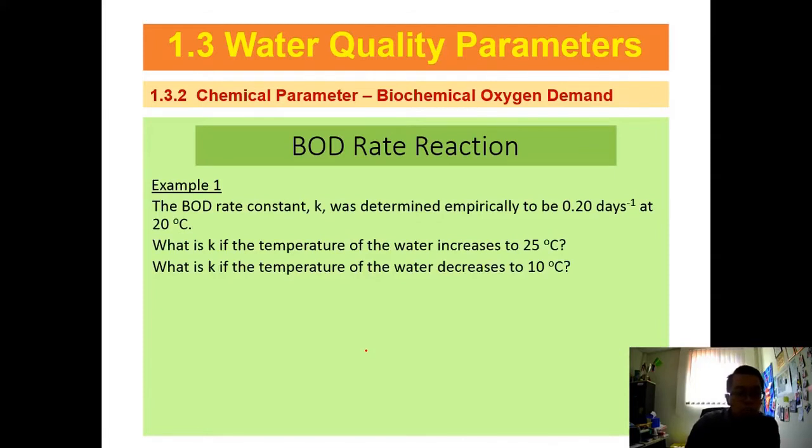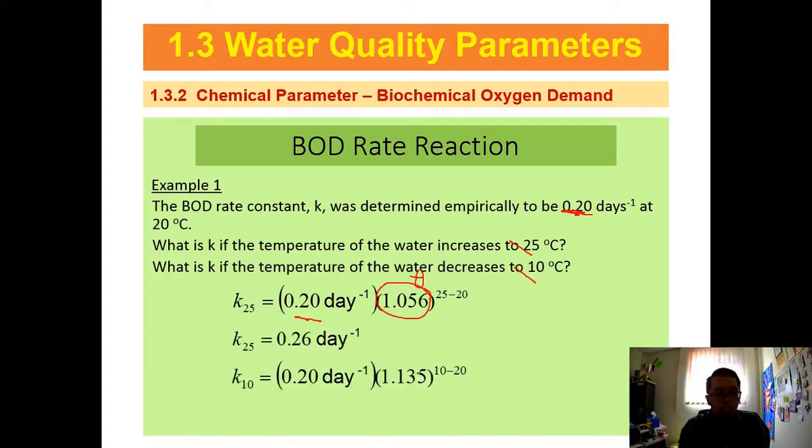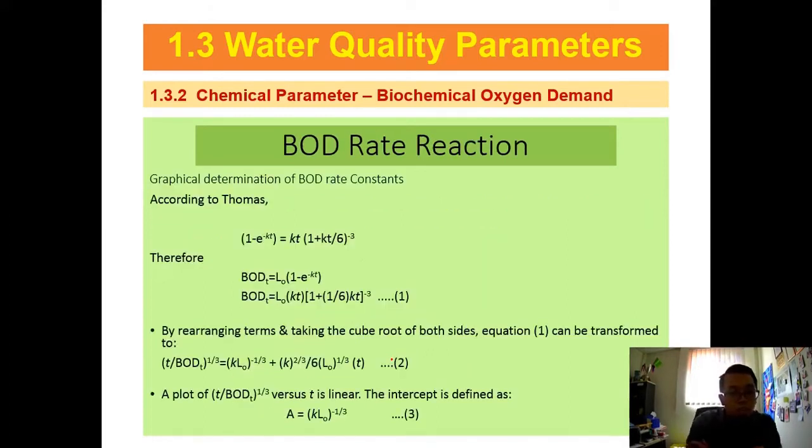Okay, the example, what is the K? Temperature 25 and 10. So the question asks for this one, determine for the K. Okay, K25. So the given K20 is 20 day. Okay, you masukkan lah. So here depend on the previous theta. Okay, and 20 theta. Okay, so this is the answer. Just apply the formula.